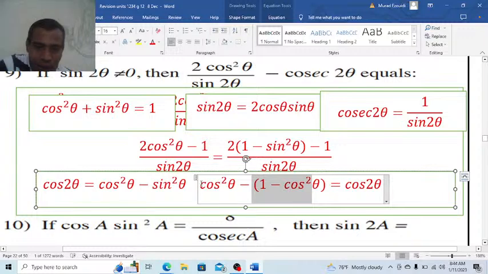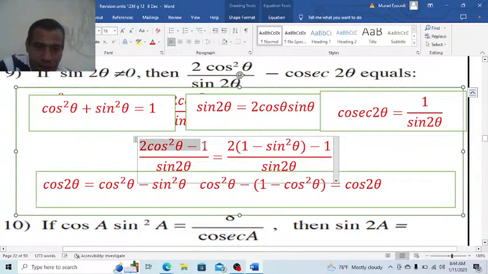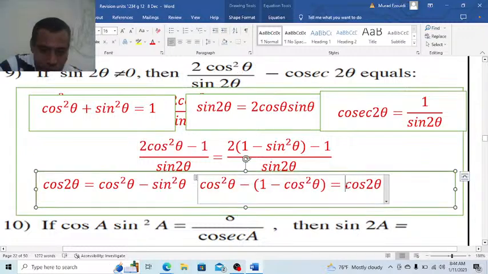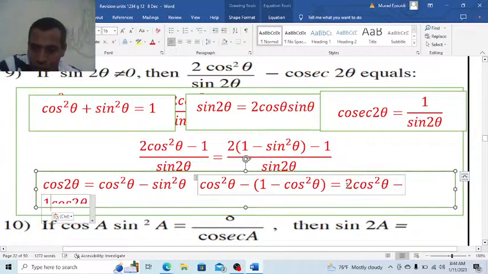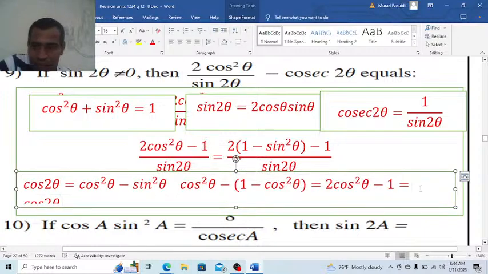2 cosine square minus 1. We said it is equal to 2 cosine square minus 1, which is equal to what? Equal exactly to cosine of 2 theta. I will extend this.